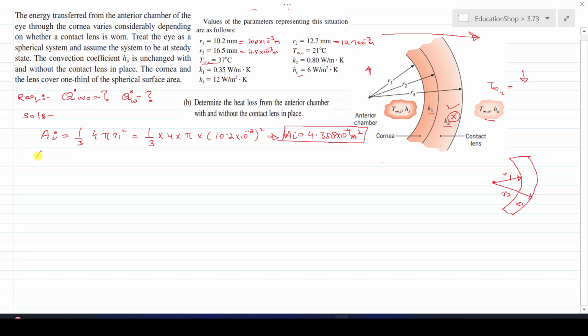And the outer surface area, again 1/3, 4 pi R2 squared. The R2 value is 12.7 millimeter. Just solve this on a calculator, so you will get the A0 value, that is 6.756 multiplied by 10 to the power minus 4 meter squared.